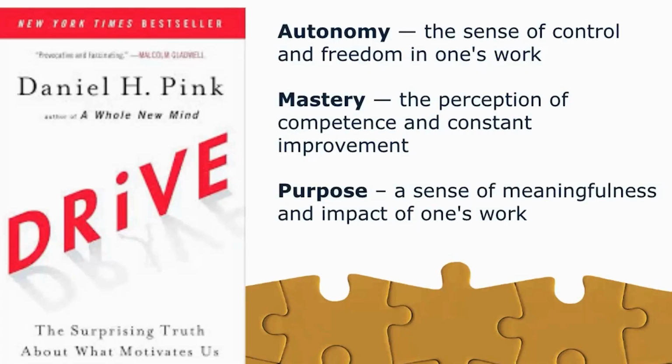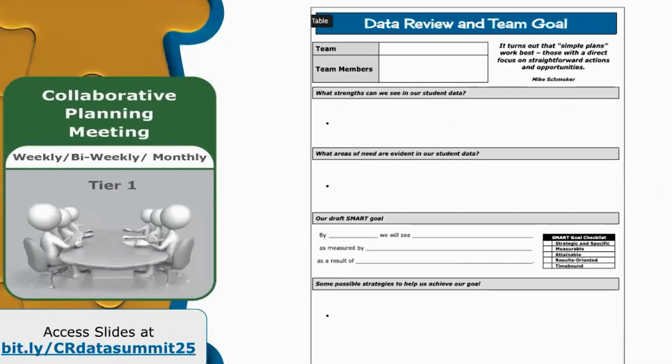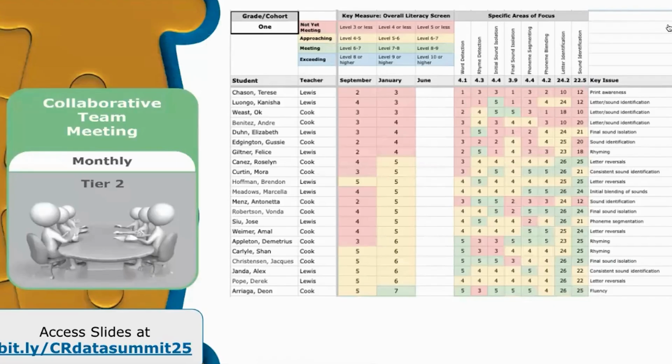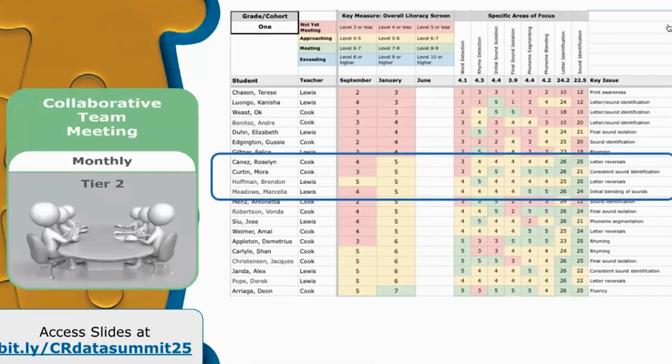The way we go about doing that is having teams develop goals or priority areas based on their examination of the data. So I often use with teams this very simple template. And again, you can access it in the slides. If you click on it, it'll open up the Google Doc that you can edit. But it's not overly complex.